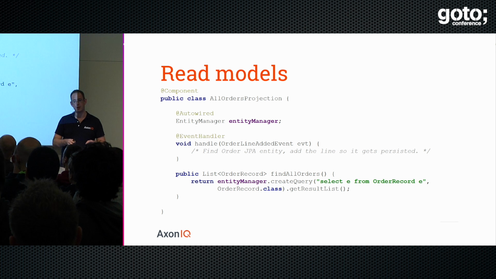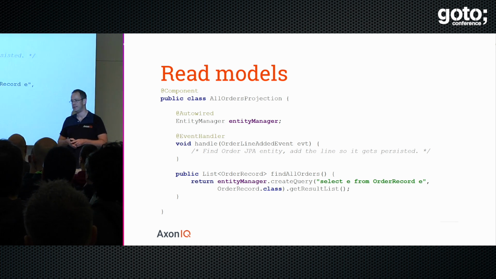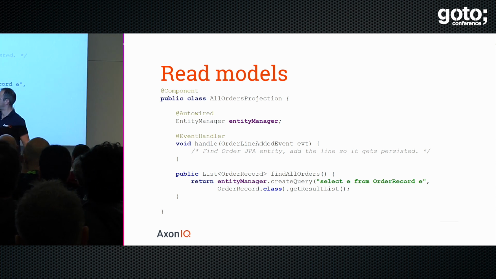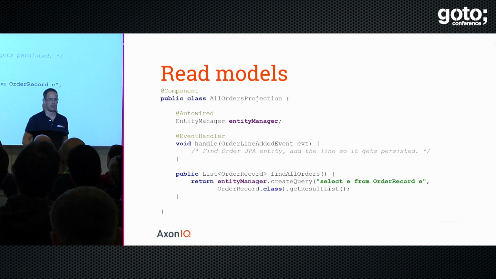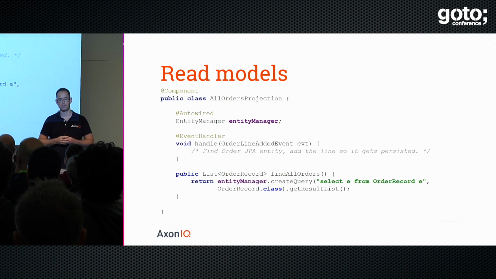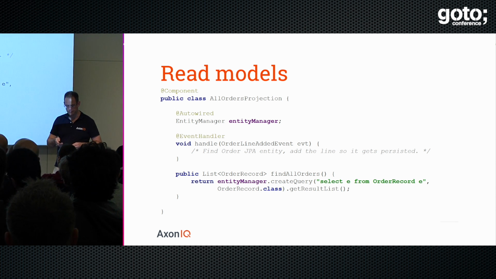Something that will be included in the new version of Axon, that will come out in a couple of weeks, is that queries will be handled over a bus as well. Currently, queries would just be direct invocations of, in this case, the find orders method. And we don't have a way to easily put those on the bus or create location transparency for queries as such, but that will be included in the new version.